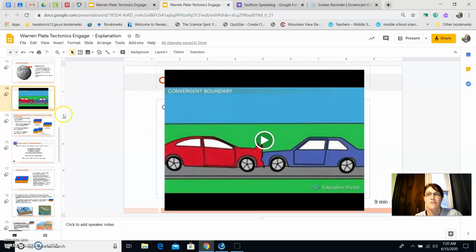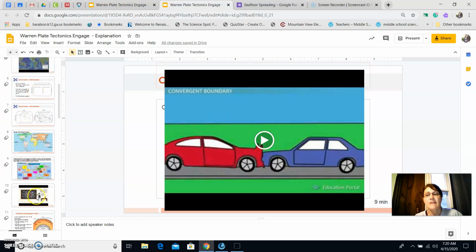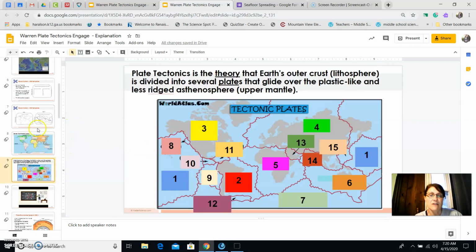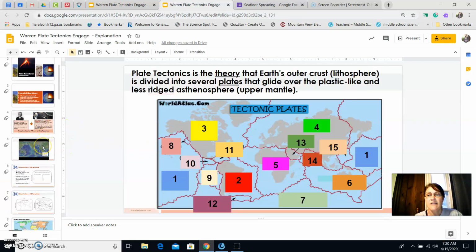And if the videos do not work, it's okay also. However, if they do work, make sure you watch the different videos. This helps pull plate tectonics together and will give you a better understanding.